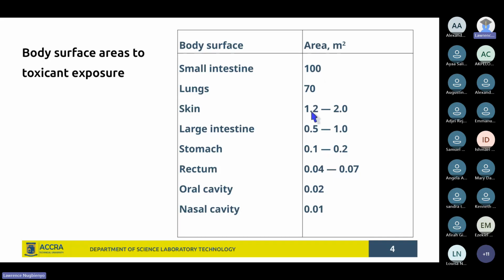So you have the skin having just between 1.2 to 2 meters squared of surface area to have exposure to toxic substances. The large intestine has even less, because a lot of absorption doesn't take place there. The only absorption that you talk about there is reabsorption of water in the process of digestion, and then you have stool just getting excreted out from there.